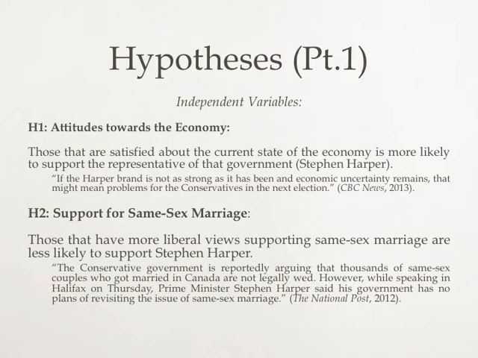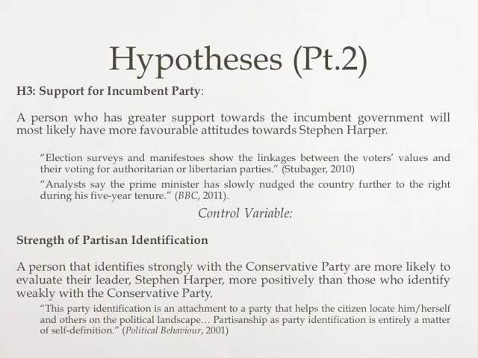The first hypothesis is about attitudes towards the economy, indicating that those who are satisfied with the current state of the economy are more likely to support the representative of that government. The second hypothesis is about support for same-sex marriage, indicating that those who have more liberal views supporting same-sex marriage are less likely to support Stephen Harper. The third hypothesis is support for the incumbent party. A person who has greater support towards the incumbent party, the government, will most likely have more favorable attitudes towards Stephen Harper. And our control variable is the strength of partisan identification, which indicates that a person who strongly identifies with the Conservative Party is more likely to evaluate Stephen Harper more positively than those who don't.